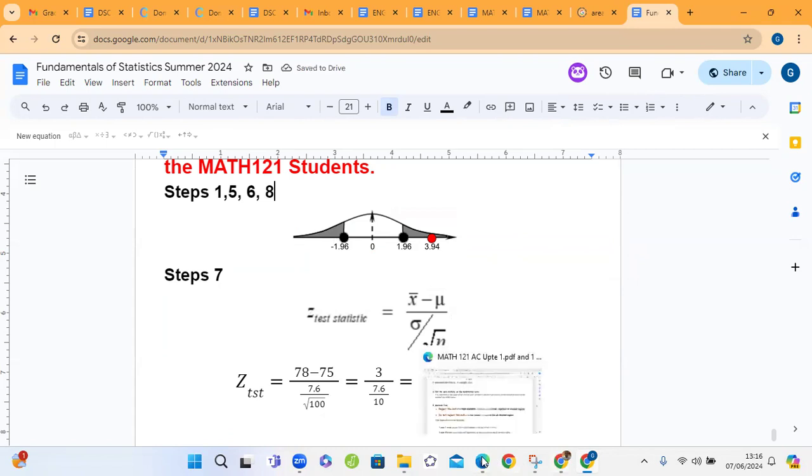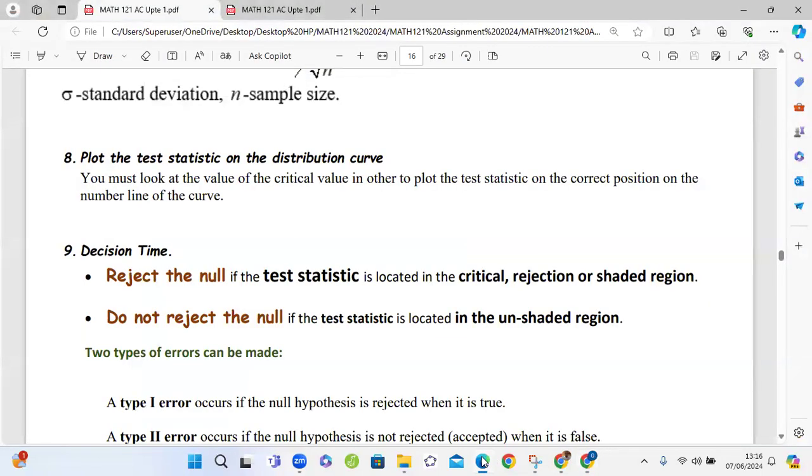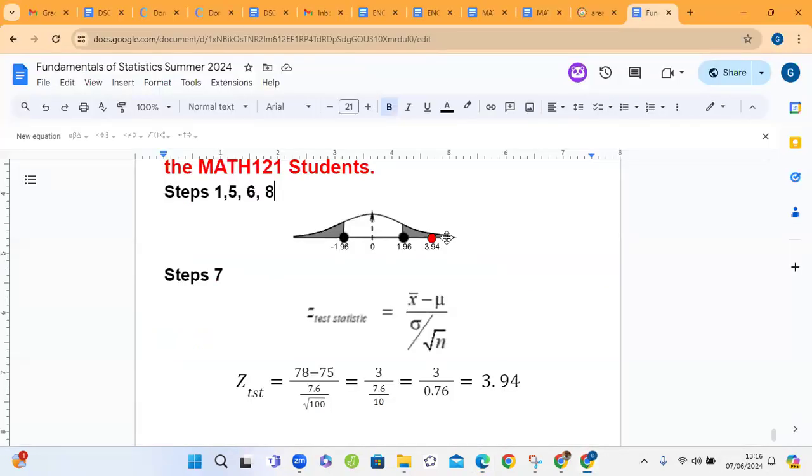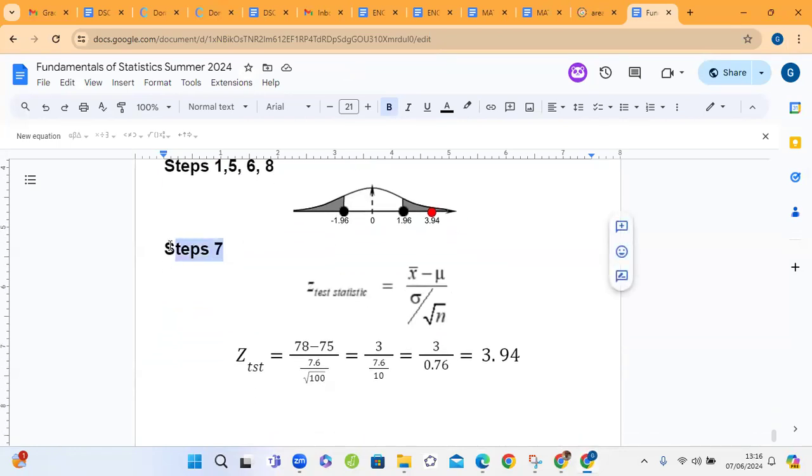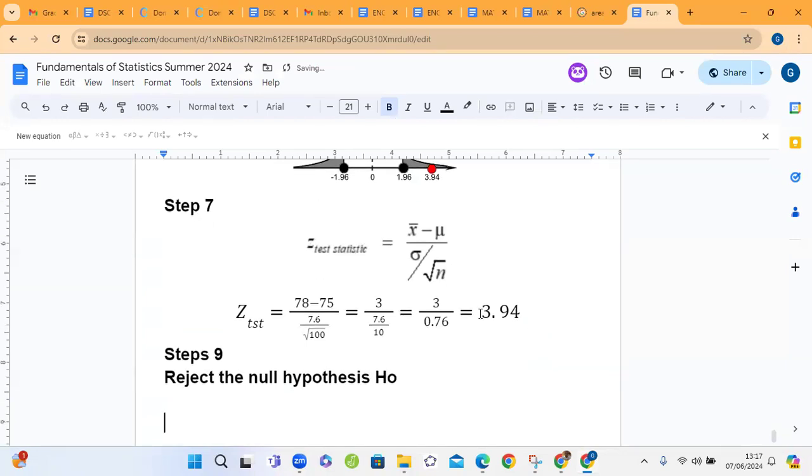So let's go to step number 9. Step number 9 says reject the null if the test statistic is in the critical region, and do not reject the null if it is not in the critical region. When we look at our test statistic, it is in the critical region. So for step number 9, we have to reject the null. That's basically what you type: reject the null hypothesis, which is H0. And we go to step number 10 now.